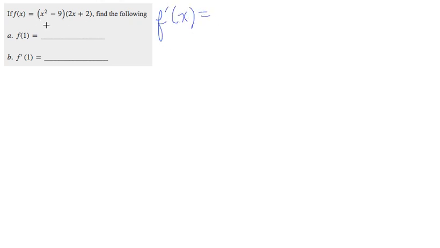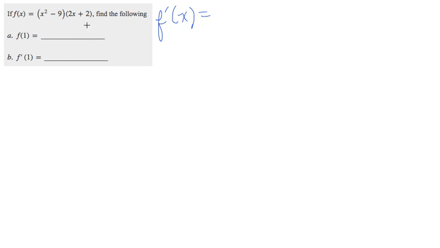Now this is written as a product, so there are two ways to find this derivative. One way would be to FOIL this out first and then use the power rule to differentiate. Or you could use the product rule the way it's written. I'm going to do that just for practice's sake, and then we'll plug in 1 at the end. The product rule says it's the first factor times the derivative of the second factor plus the second factor times the derivative of the first factor.